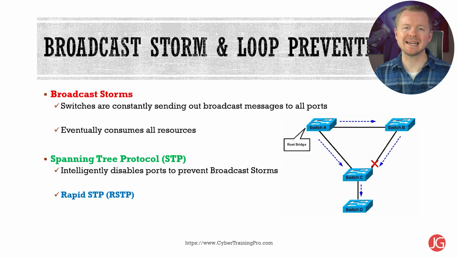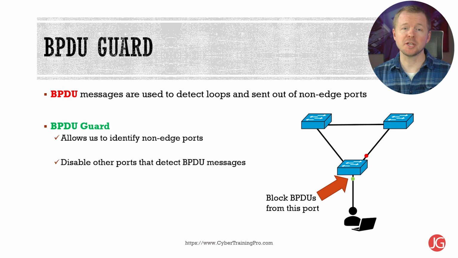Spanning Tree Protocol, or STP, is a feature that's available on most switches today. It intelligently disables certain ports in our broadcast storm example and prevents the issue from occurring. Rapid STP, or RSTP, is the newer version of the STP feature. Bridge Protocol Data Unit, or BPDU messages, are used by switches to detect loops, and they're sent out of non-edge ports, which basically means ports that don't have computers, printers, or servers connected to them.